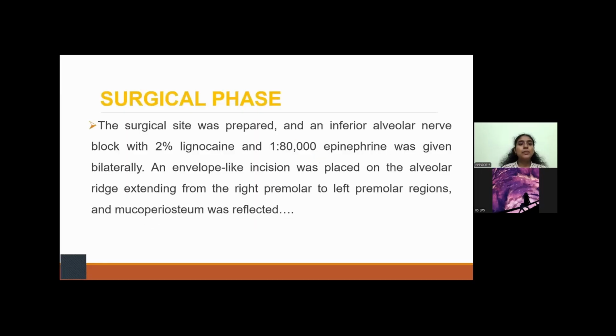Coming to the surgical phase, the surgical sites were prepared and local anesthesia was given bilaterally. An envelope-like incision was placed on the alveolar ridge, extending from the right premolar to the left premolar region, and the mucoperiosteum was reflected.